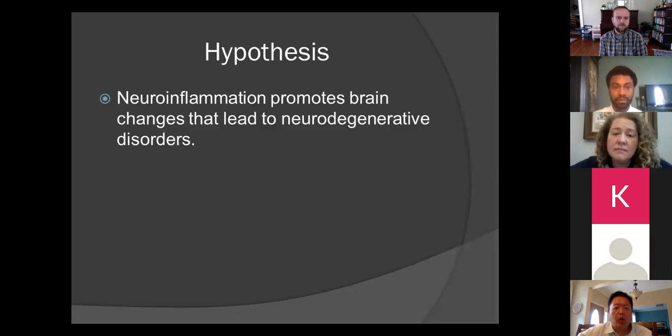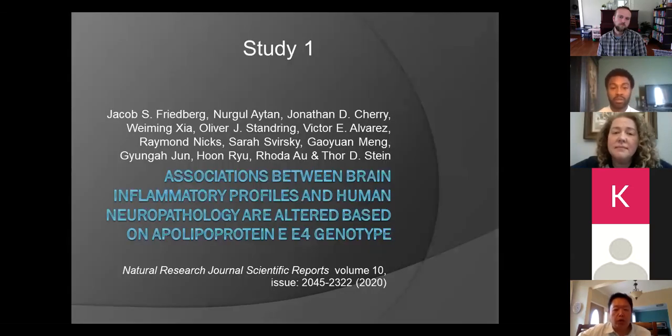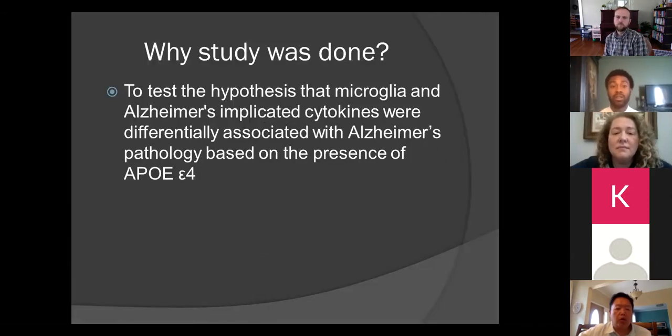Now, my hypothesis: neuroinflammation promotes brain changes that lead to neurodegenerative disorders. For my first study, associations between brain inflammatory profiles and human neuropathology are altered based on apolipoprotein E epsilon 4 genotype. Why was this study done? It was done to test the hypothesis that microglia and Alzheimer's-implicated cytokines were differentially associated with Alzheimer's pathology based on the presence of APOE epsilon 4.